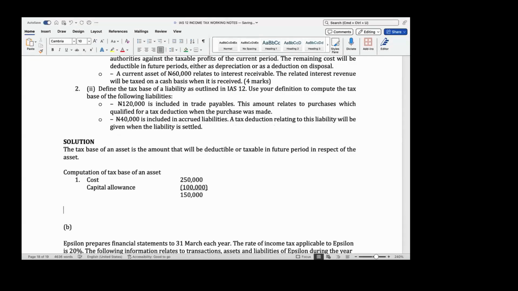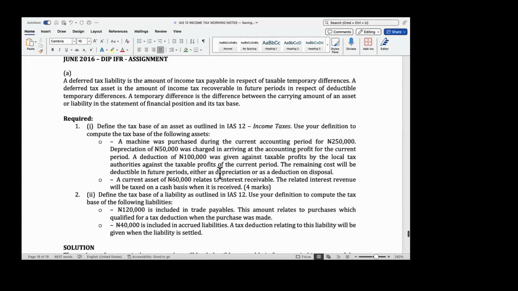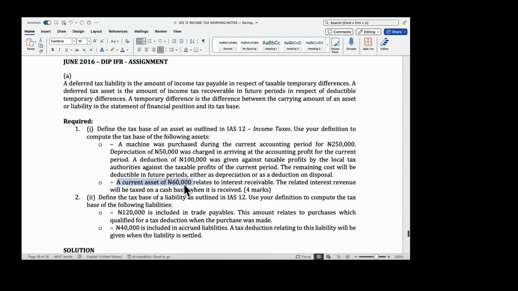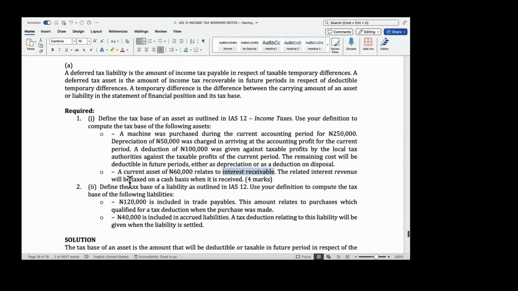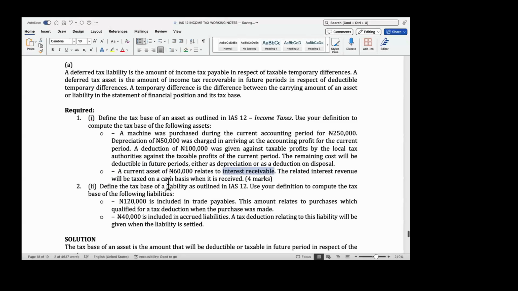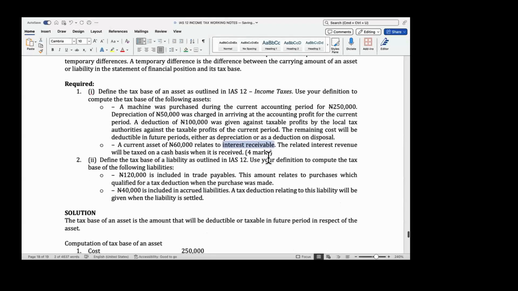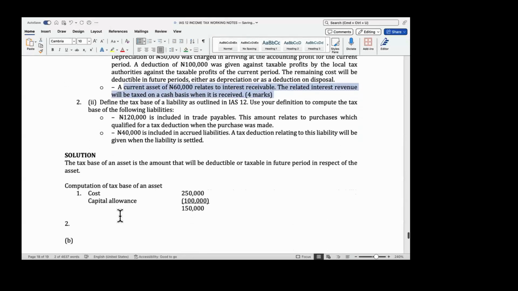The second one says a current tax asset of 60,000 relates to interest receivable. The related interest expense and interest revenue will be taxed on a cash basis. So can you tell me what's the tax base here? 0. Thank you.